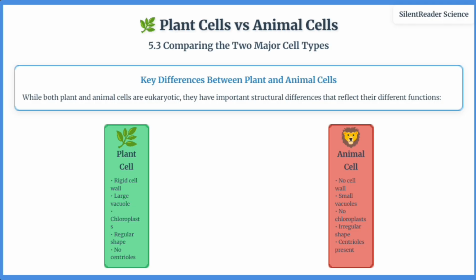Plants are stationary and make their own food through photosynthesis, while animals move and consume food. Observing human cheek cells under a microscope reveals irregularly shaped cells quite different from the rectangular onion cells.